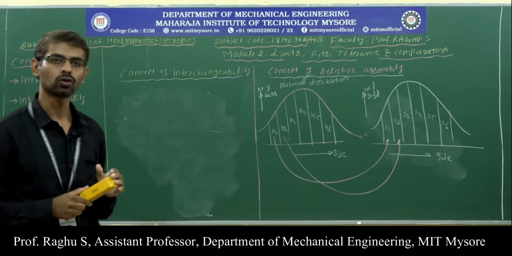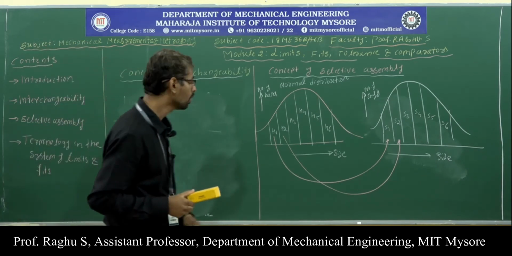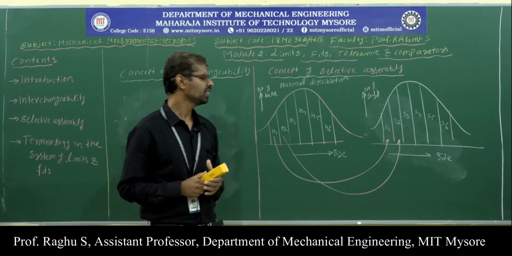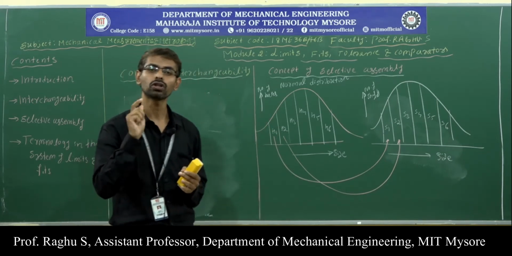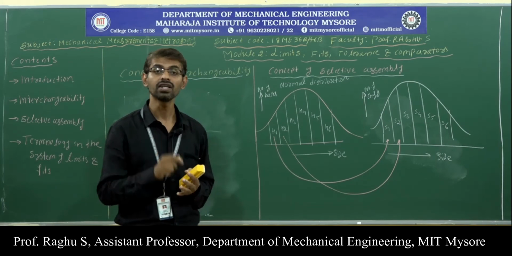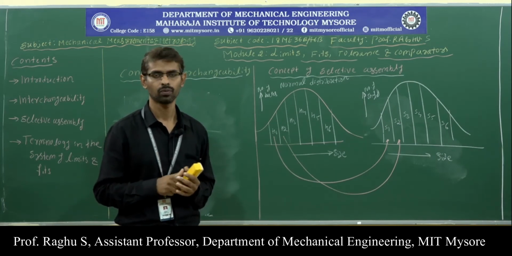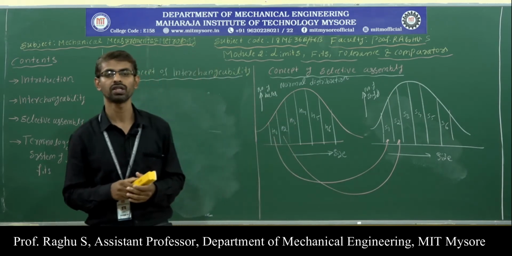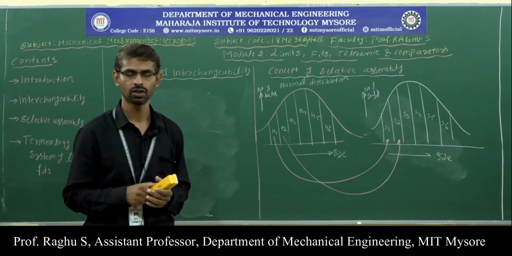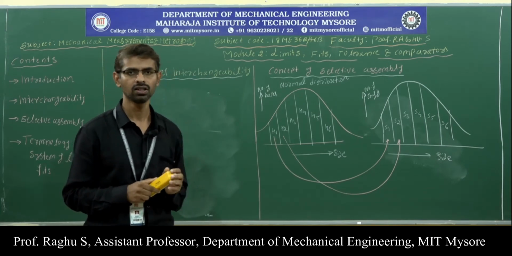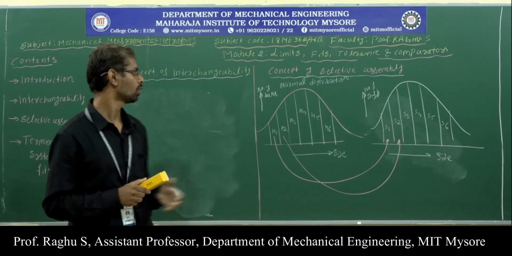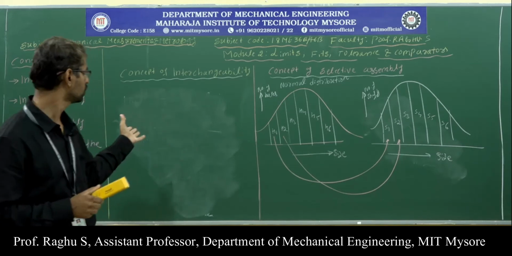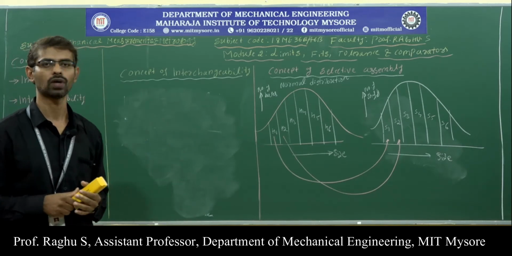So in selective assembly or group assembly, the parts are classified according to their sizes. This technique is necessary when close tolerance and clearances are critical. It is commonly used in aircraft industries and automobile industries to obtain close tolerance and clearance. So this is all about selective assembly. So far we have discussed the introduction, the concept of interchangeability and selective assembly.